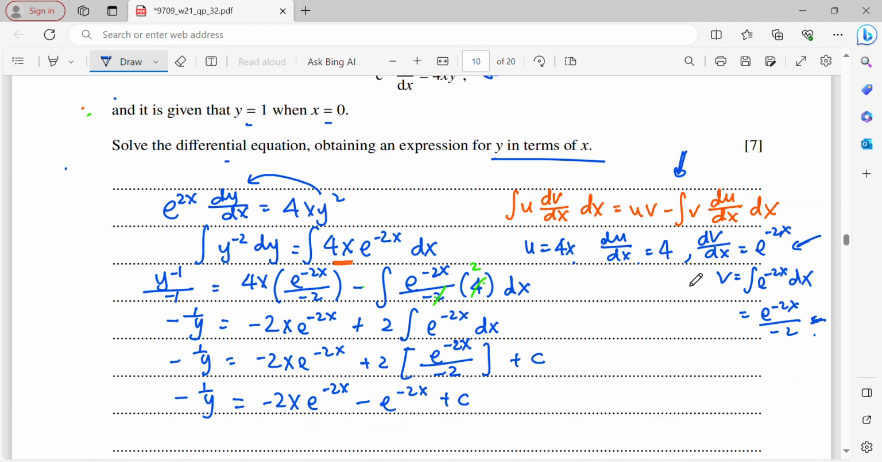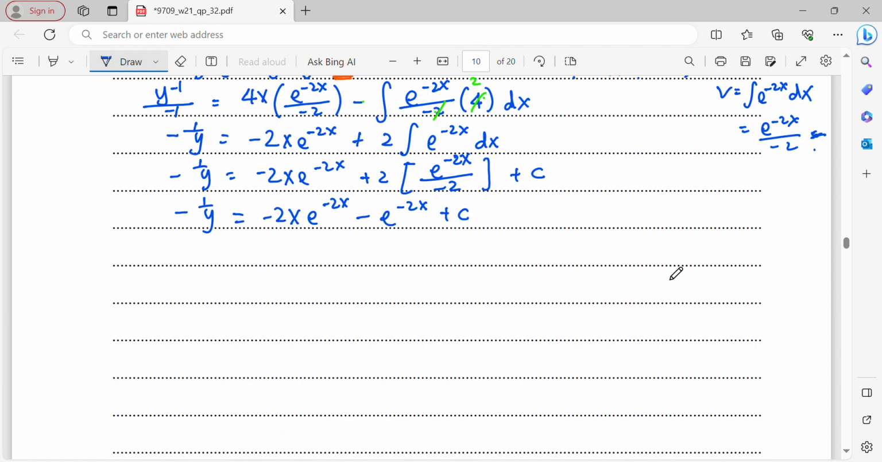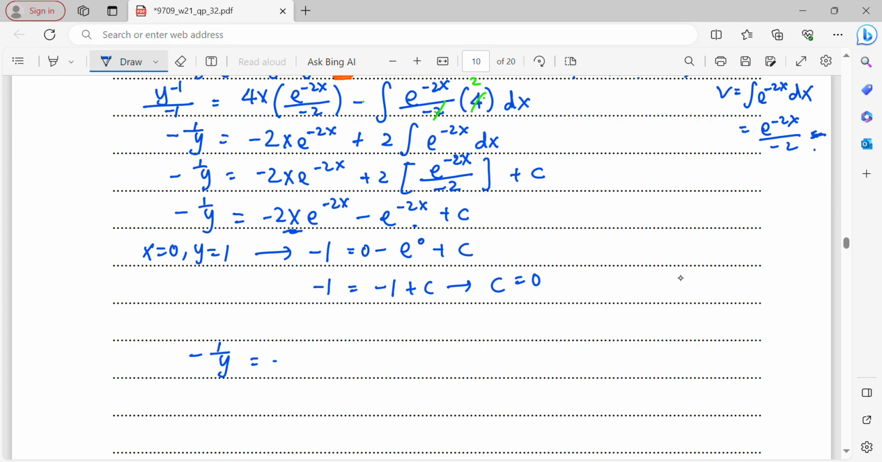Now, we have solved, but we have to find the c. So when x equals 0, y is 1. Now you replace: it will be negative 1 equals, now x is 0, so the first term is 0, but the second term is not 0 because e^0 is 1. So I will get negative e^0, first term is 0, then plus c. So here I will get negative 1 equals negative 1 because e^0 is 1, then plus c, hence c is 0. Therefore, I rewrite: negative 1 over y is negative 2x e^(negative 2x) minus e^(negative 2x).